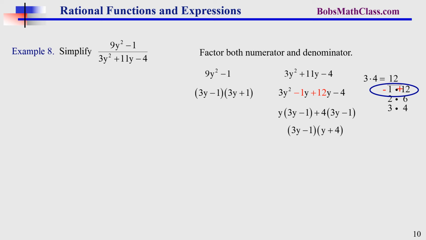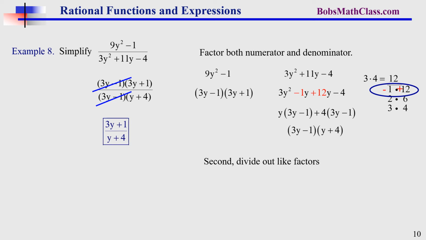Okay, so rewrite it. The 3y minus 1, 3y plus 1 goes on top, and the 3y minus 1, y plus 4 goes on the bottom. Now we can cancel. Anything cancel? Yes, the 3y minus 1s. And so whatever's left is our answer.